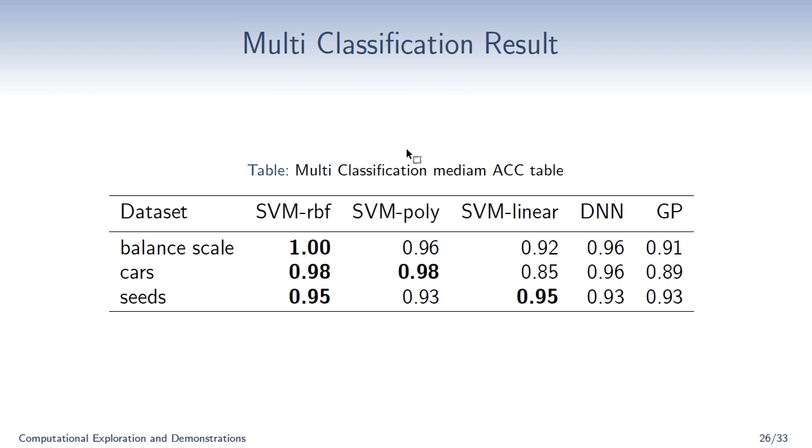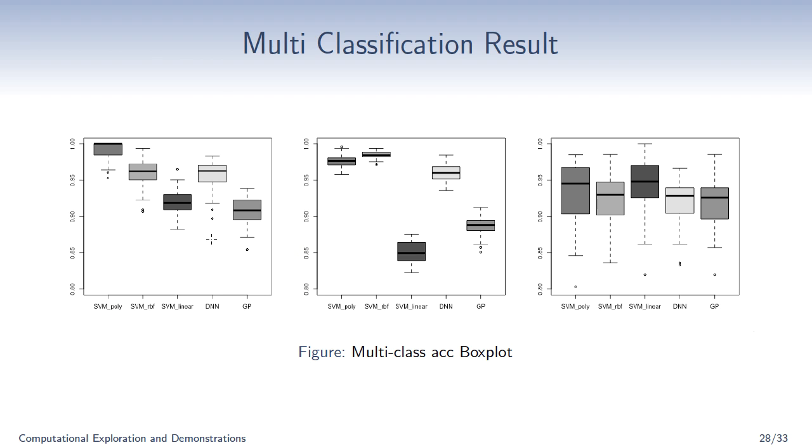And here are the multi-classification results. The support vector machine with Gaussian kernel won 3 times in this median table. And in the mean table, support vector machine with Gaussian kernel won 3 times, deep neural network didn't win. And here is the box plot.